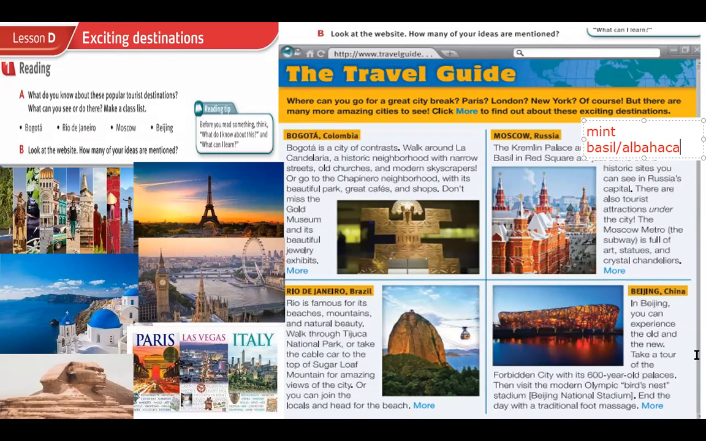What about China, Beijing, China? In Beijing, you can experience the old and the new. Take a tour of the Forbidden City, which is 600 years old palaces. Then visit the modern Olympic Bird Nest Stadium, Beijing National Stadium, and end the day with a traditional foot massage.